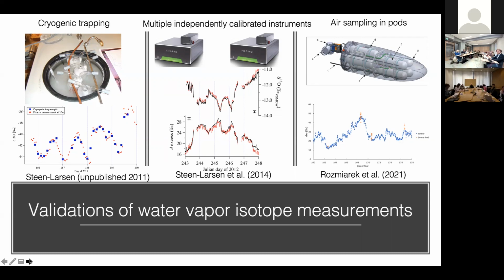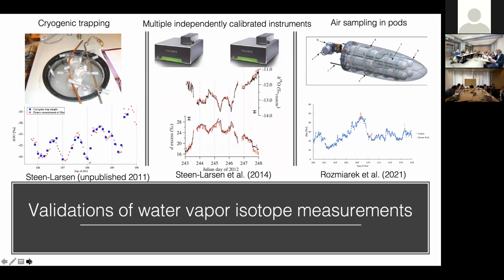Then there's the more expensive way, which is to take two instruments that you calibrate independently, and then compare the measurements against each other. That of course also comes with certain caveats, but it gives you a way of quantifying your uncertainty. So, for example, the data that I show here was from a test I did in Bermuda, where I estimated the uncertainty on the DXS to be about 1.1 per mil in DXS.